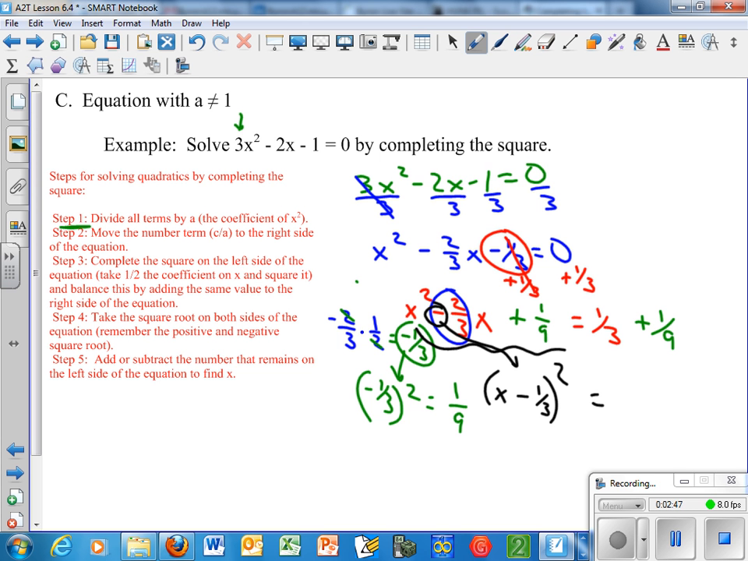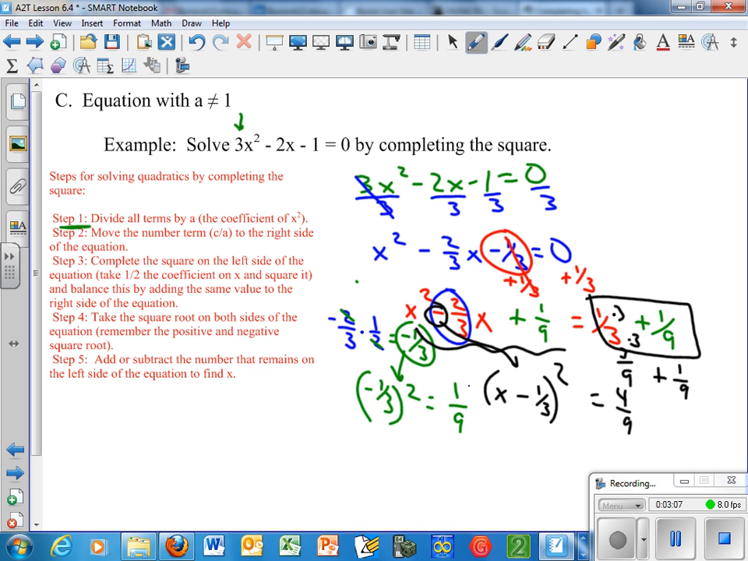Okay, on the right hand side, I need to add these two fractions. Let's find a common denominator, which is 9. You can also use a calculator, but that would be 3/9 multiplying by 3. So 3/9 plus 1/9 will be 4/9.